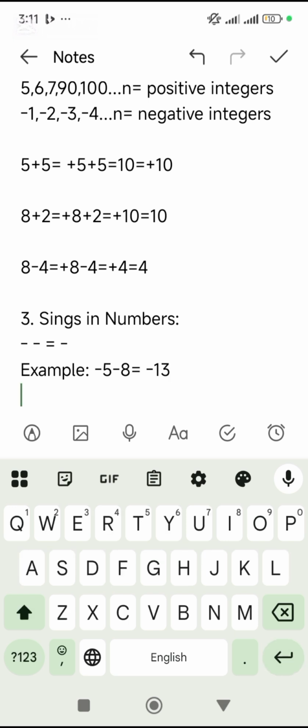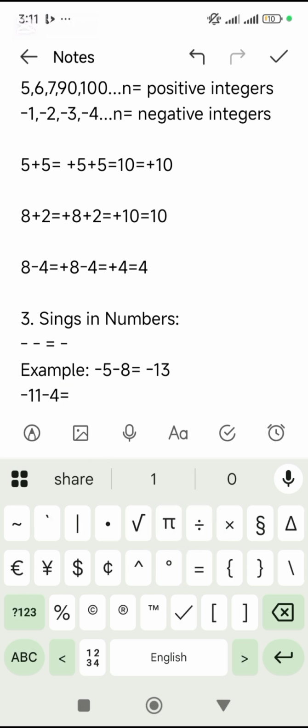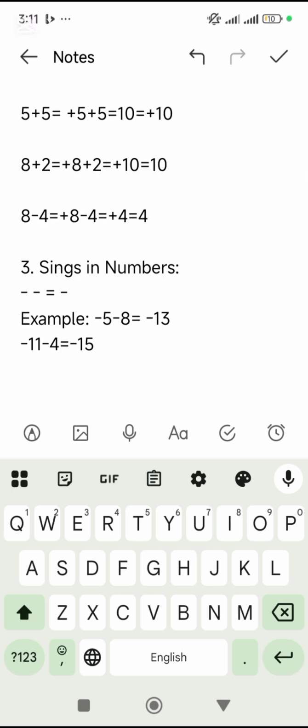Let's take another example. Let's say you have minus 11 minus 4. That would be minus 15. So every time you have a minus number minus another number, it becomes minus. The answer there would be minus.